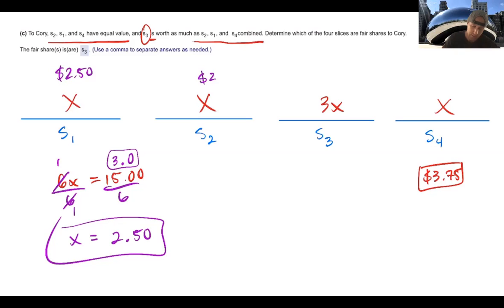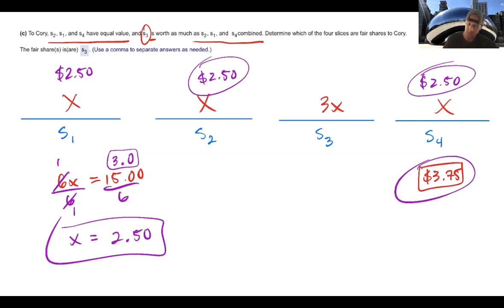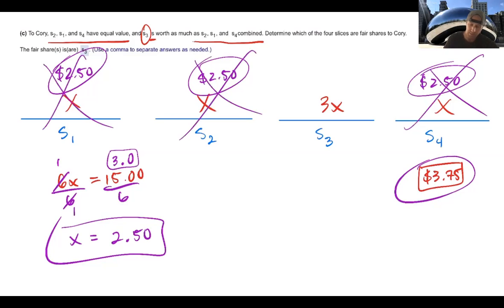are 250. The bad part is not one of those is a fair share. So even though we found those 3 values, we know that we will not keep them. And because this is 3 times that for S3, we know it's definitely going to be more than 375. So that is our one and only answer for our fair share amount for Corey.